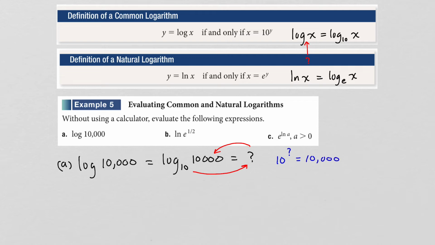Well, powers of 10 are pretty easy. So if we have 10,000, notice that we have 4 zeros here. So it's 10 to the fourth power equals 10,000. So the log of 10,000 is equal to 4.